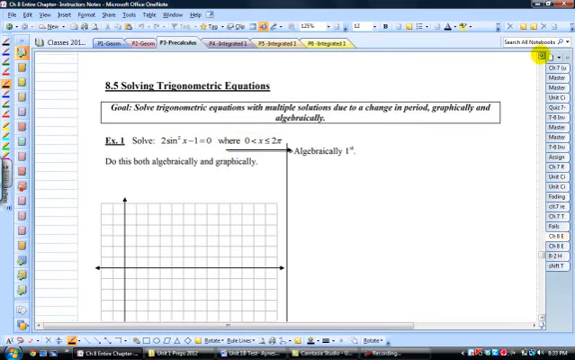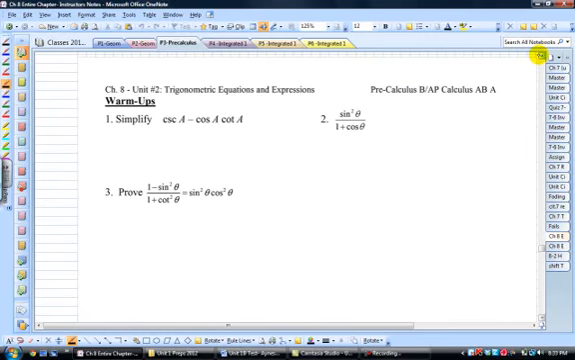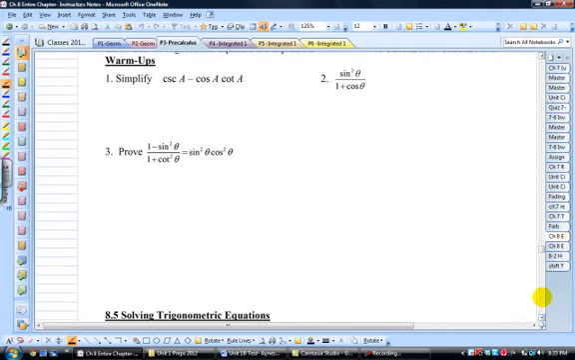But before we do, let's go above here and let's review what we did in the last lesson. In the last lesson we did two things. We learned how to simplify complicated expressions and we learned how to prove certain things. So let's get into it.